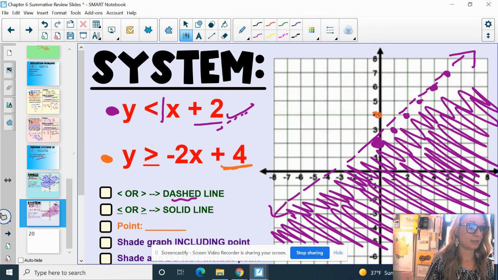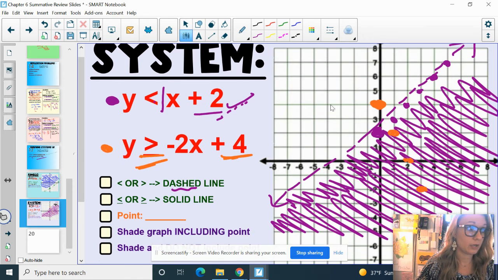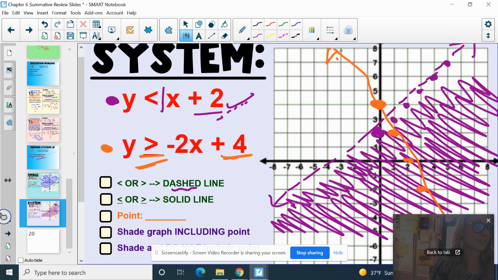Okay, so I'm going to start at 4. So here I am at +4. Now my slope is a -2, so I go down 2 over 1, down 2 over 1, down 2 over 1. This inequality is a greater than or equal to, which means it's going to be a solid line. So let's connect these points with a solid line. Again, now it looks like we got an orange snake going through here.